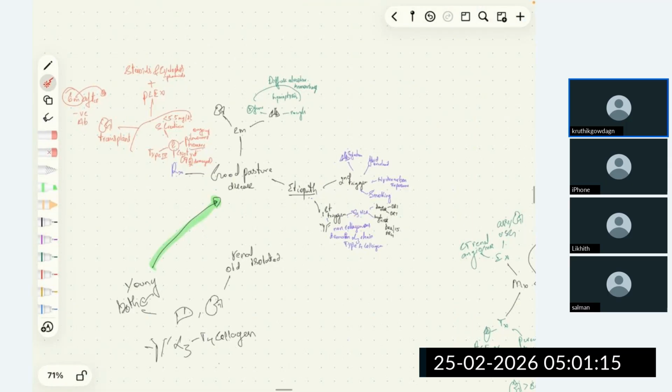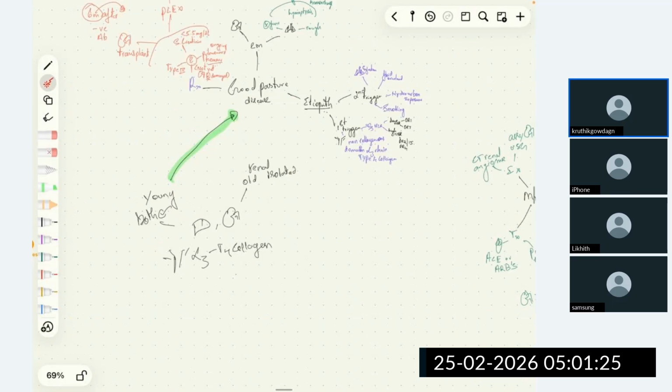Goodpasture syndrome is a syndrome characterized by production of antibodies against the alpha 3 chain of type 4 collagen. It is a disease where both kidney and lungs are involved. I'll start from scratch. First, we'll see the basic overview.